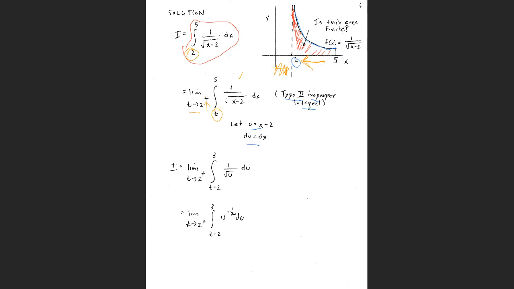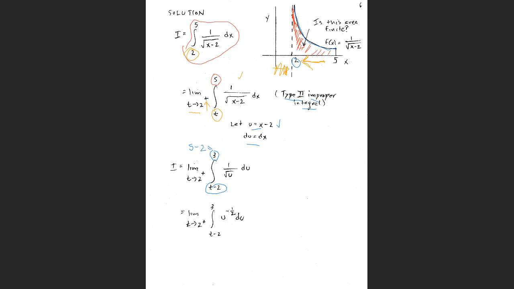And so now we rewrite our integral with respect to the variable u. So 3, why do we have a 3 there? Well, the top limit is 5, and that's because 5 minus 2 equals 3. u equals x minus 2. Our top limit was 5, so 5 minus 2 is 3. And then the bottom limit, t, would become t minus 2.